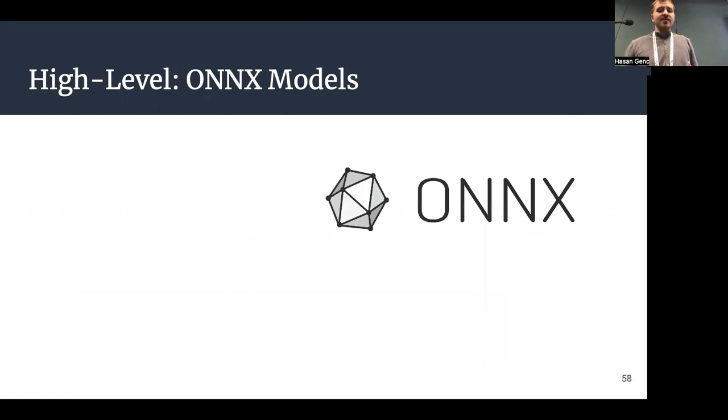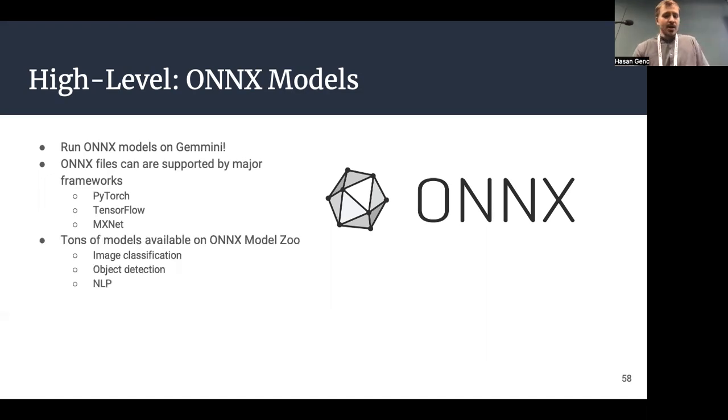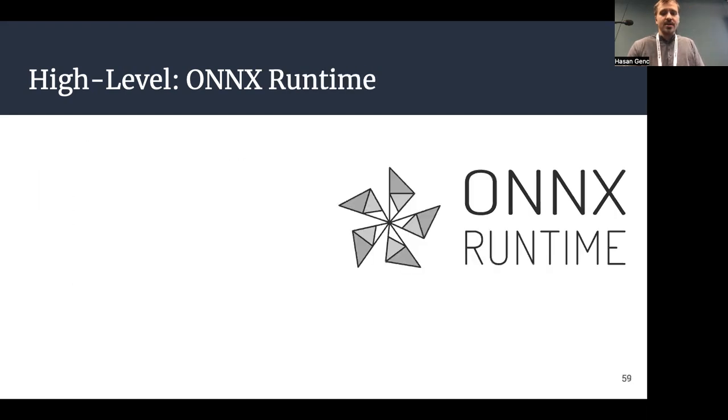At the high level, like we mentioned, users can generate ONNX models and then run them on Gemmini, right? ONNX is a file format or a data representation format for DNN models, which is supported by pretty much all major frameworks. So you can create models in PyTorch or TensorFlow and then port them to ONNX. And if you don't want to write your own models, there are a lot of ONNX models already available online for many different types of application domains.